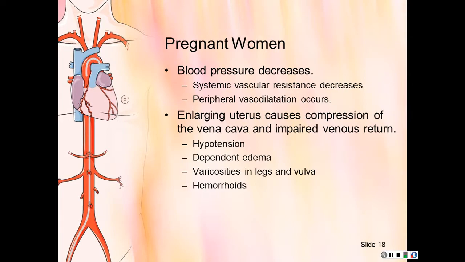In pregnant women, blood pressure decreases, and this is due to systemic vascular resistance decreasing. And peripheral vasodilation occurs, and this causes an enlarging uterus. The enlarging uterus causes compression of the vena cava and impaired venous return. And so this is why you don't want really pregnant women in their last trimester lying on their back. It can cause some hypotension, dependent edema. It's better for them to lie on their sides.